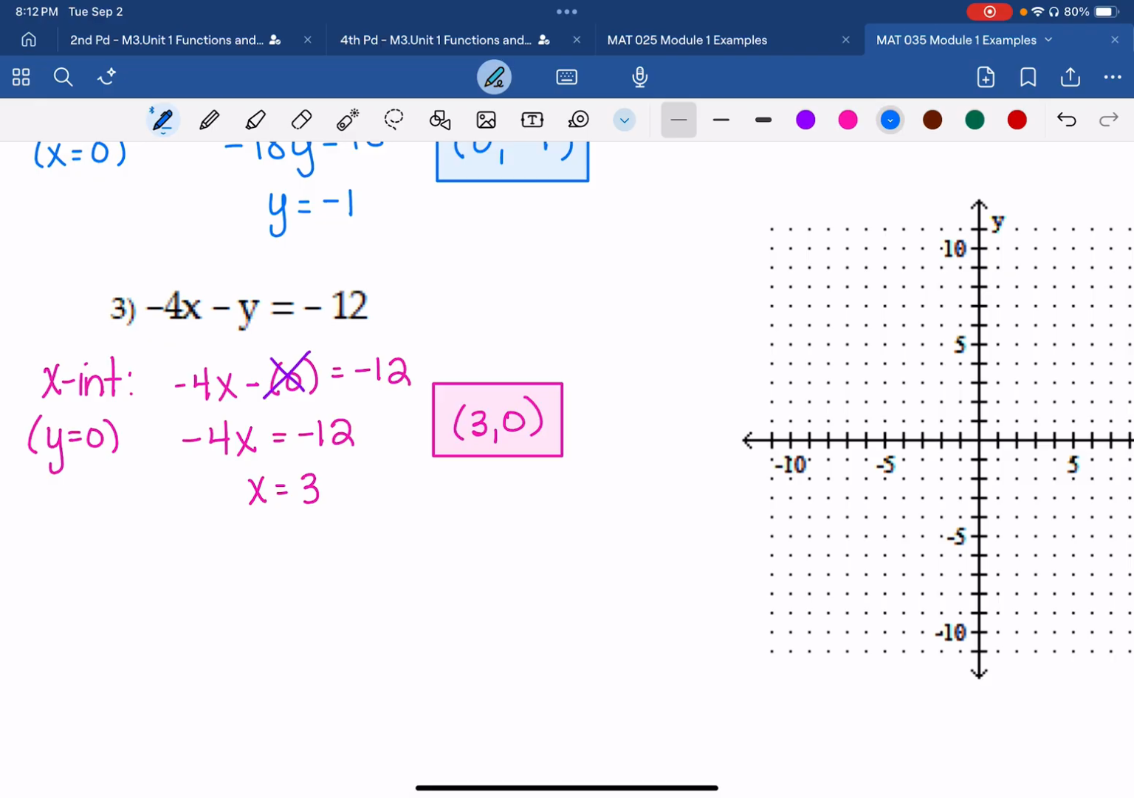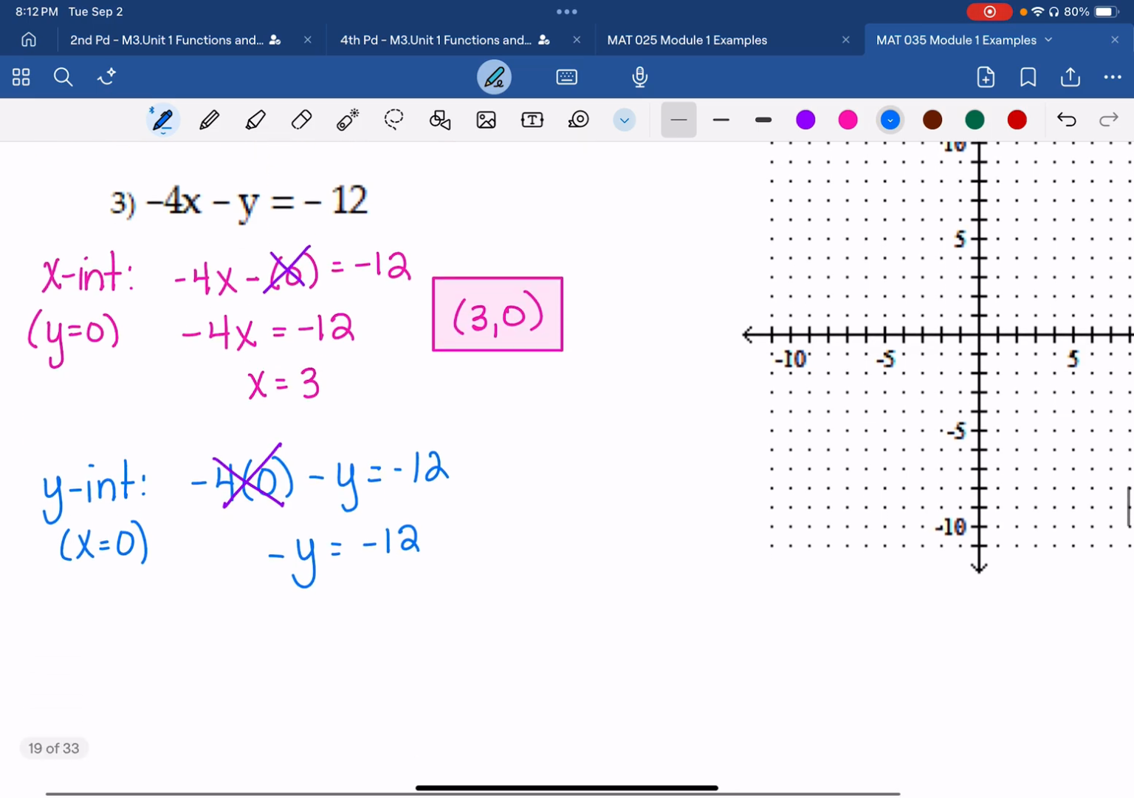Then if we look at the y-intercept, x equals 0. So if we substitute that, we get negative 4 times 0 minus y equals negative 12. And then this 0, negative 4 times 0 is 0. So again, be careful with those signs. Don't forget that's a negative y we have to bring down. And so negative y equals negative 12. Divide by negative 1, and so y is equal to 12. As an ordered pair, we've got 0, 12.